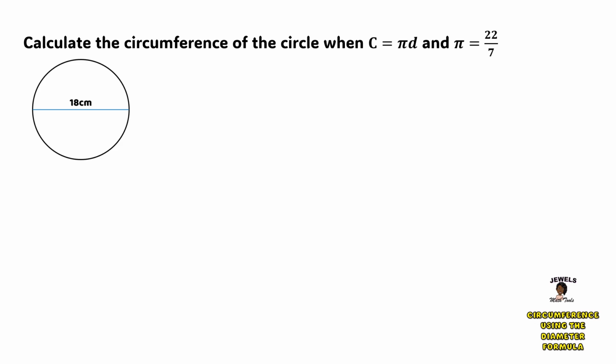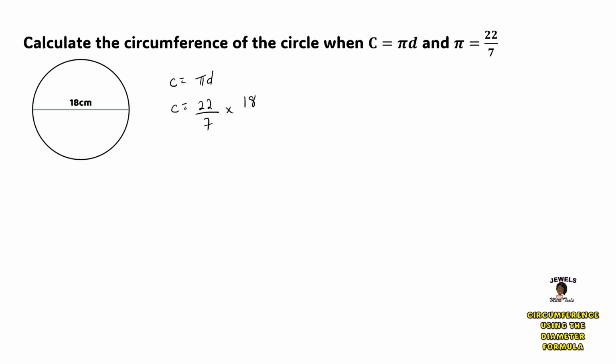So in our example today, we are going to be calculating the circumference of our circle. And remember that we're using the circumference formula when our pi will be equal to 22/7. So let's apply our substitution. So we're replacing 22/7 for pi, and that's being multiplied to our diameter of 18.